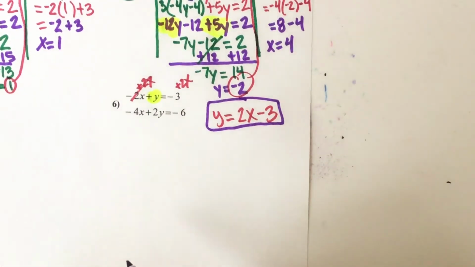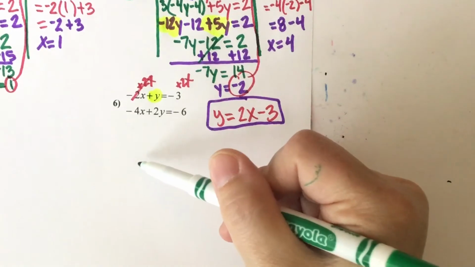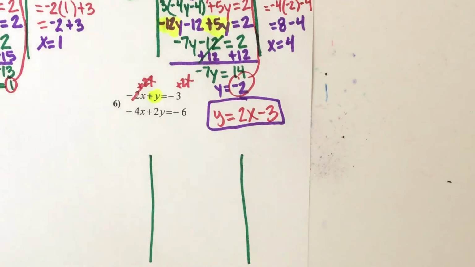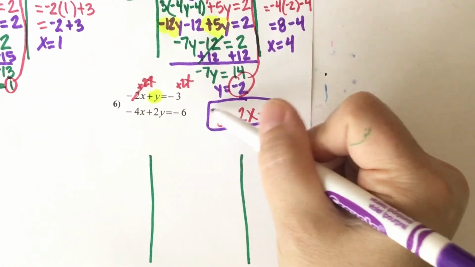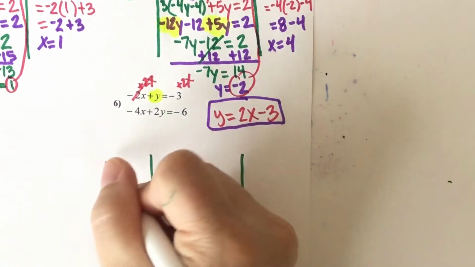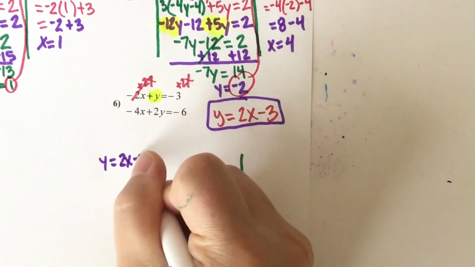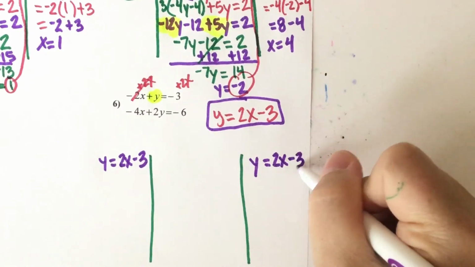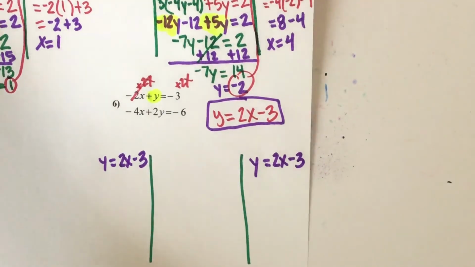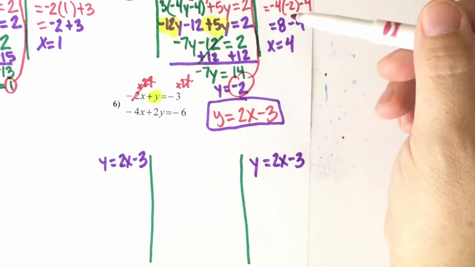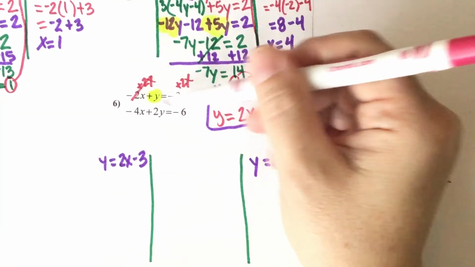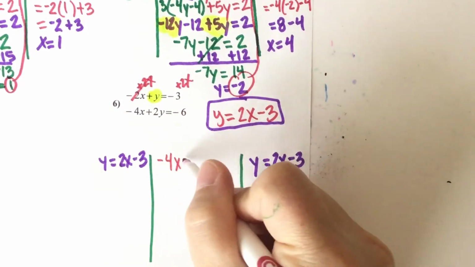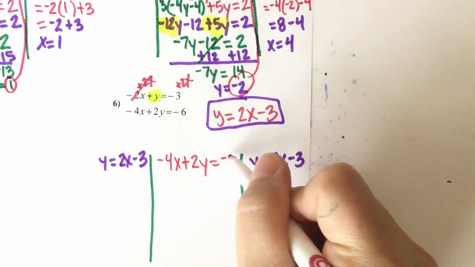All right, this is my bread. So let me make my little columns. So bread, meat, bread. All right, so I'm going to take the equation where the variable's all by itself on one side of the equals and write it in the first column and write it in the third column. The other equation, this guy right here goes in the middle. So let's put negative 4x plus 2y equals negative 6 in the middle.